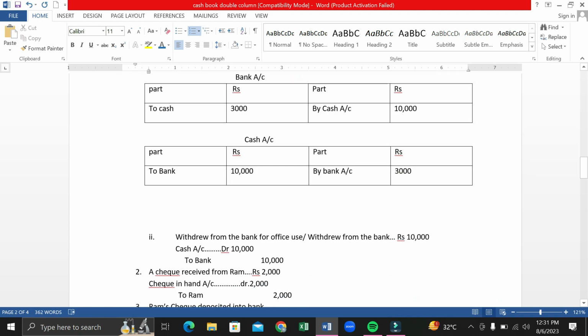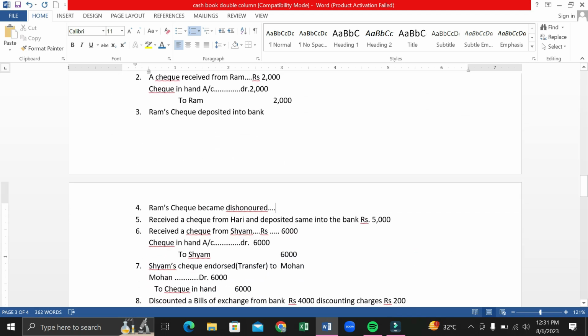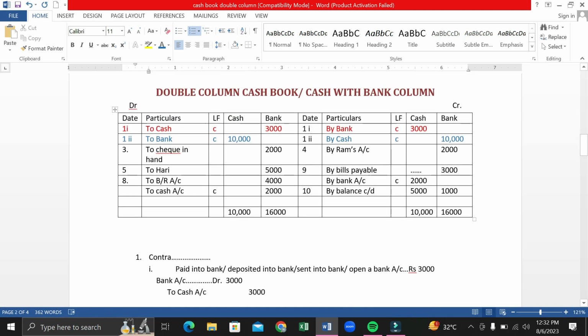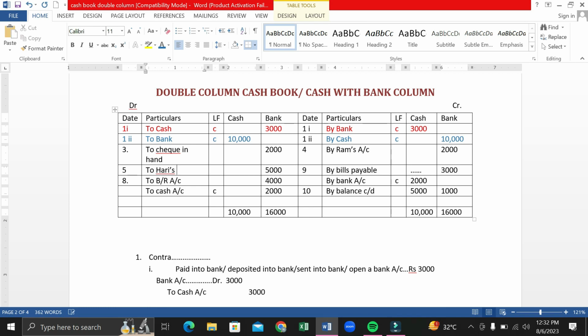Now come to the next entry, that is entry number 5. Again this entry is related to the previous one, but we use a different aspect here. The fifth one is: received a check from Hari and deposited the same into the bank. Now in this condition, what did we do? The check that came to us, we deposited into the bank the same day. Then in that condition, its effect will be only on our cash book, and we will write as to Hari, to Hari's account, and the amount will be transferred in your bank column.